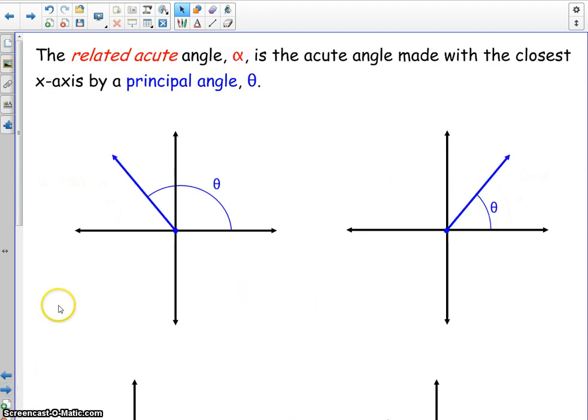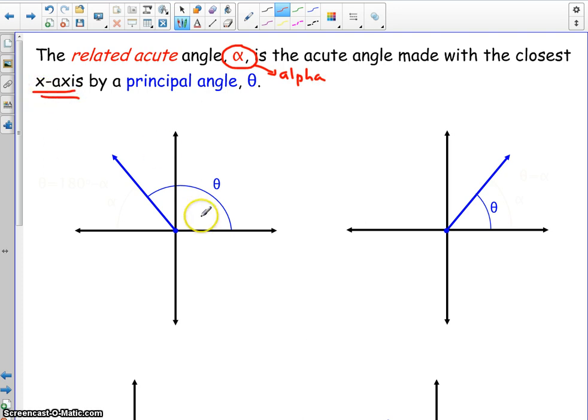Okay, and last but not least, in terms of your definitions for today, we're looking at what we call the related acute angle. Once we have a principal angle drawn, the related acute angle, which we're always going to use the Greek letter alpha to indicate, is the acute angle that's made with the closest x-axis by the principal angle. So again, closest x-axis, not y-axis. It always has to be the x-axis. So in this angle drawn here, there's my terminal arm. What's the closest x-axis to the terminal arm? Well, it's going to be this one down here. So this right here is going to be your alpha.